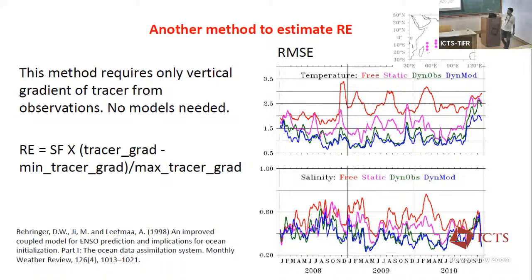For that method that I talked about, you only need model. So using both, you can get an estimate of temperature, estimate of representation error. You can calculate it either from the observation or from the models.